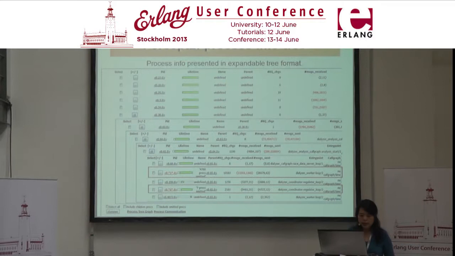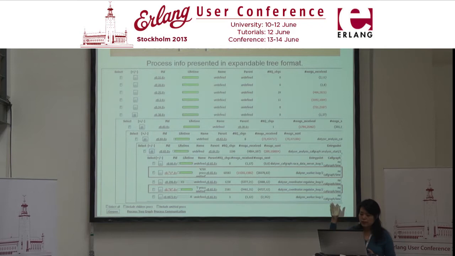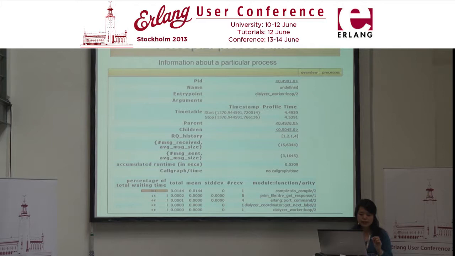All the PIDs are clickable here. If you click one of the PIDs, you get the information about this particular process, which includes the information in this page, such as the parent-children processes, the time, and the message passing. In the previous page you see the total number of migrations. This one gives you the migration history. In this case, it means the process migrated from run queue 1 to 2, then to 1, then to 4. So it gives you the complete history of migration.